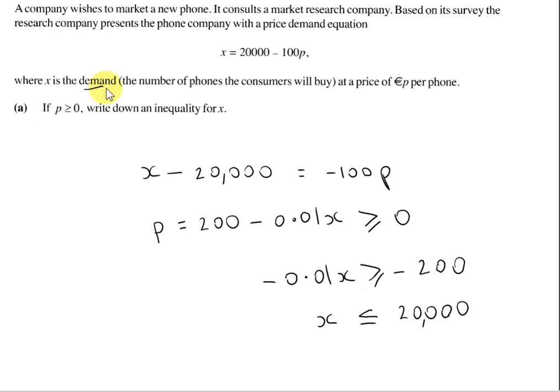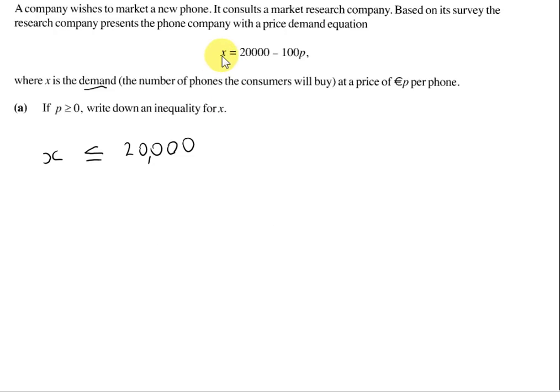So X is the demand, that is the number of phones the consumers will buy. So X has to be less than 20,000 if P is going to be a positive number, if the price is going to be positive. Okay, so this has to be less than 20,000. If we were to take a value of X that's greater than 20,000, like if we put in 21,000 here, we would end up getting a value of P that's negative, and we don't want that.